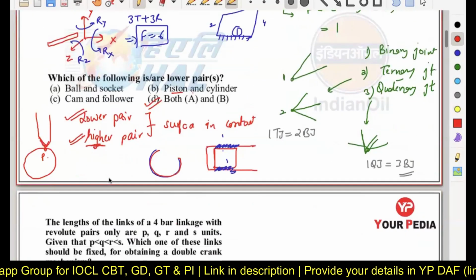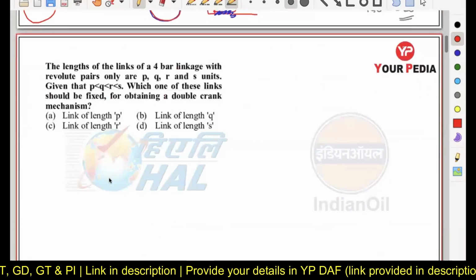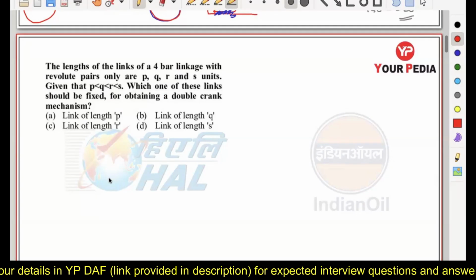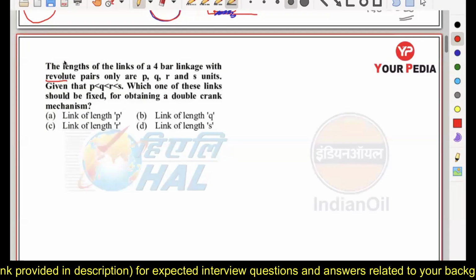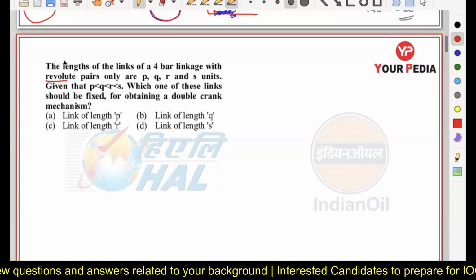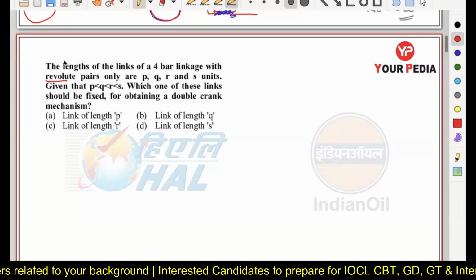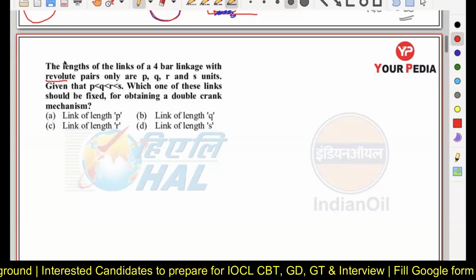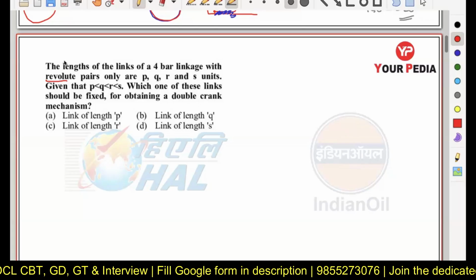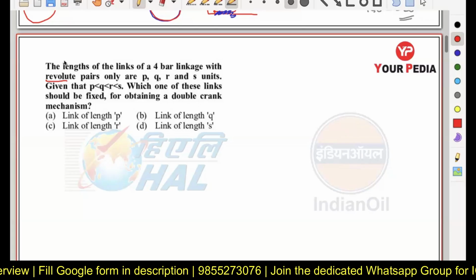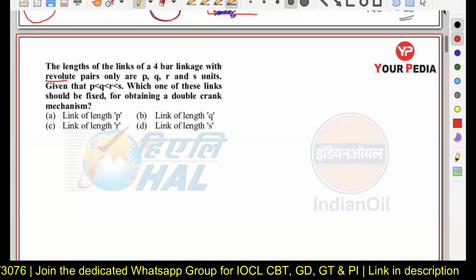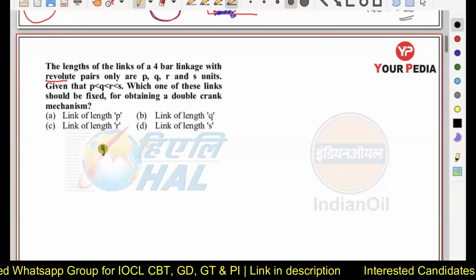Next part. The lengths of the links of a 4-bar linkage with revolute pairs only are the... What is the meaning of revolute pair? Revolute pair simply means two links are having a complete rotating motion, rotary motion, about each other. Okay, so the lengths of the links of a 4-bar linkage are P, Q, R, and S units. Given that P is smallest and S is longest, which one of the links should be fixed for obtaining a double crank mechanism here? Now just see the concept of the inversions of a mechanism.